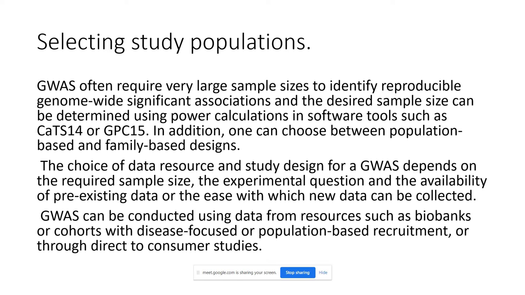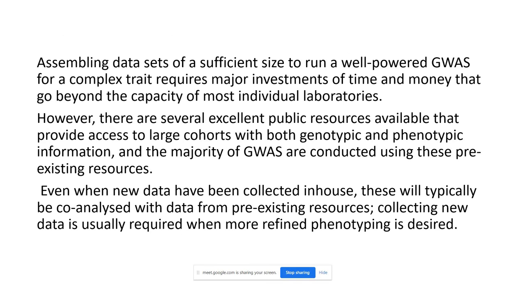So GWAS can be conducted using data from resources such as biobanks. This is the name of one example. Okay, you can search in this, or cohorts with disease focus. On these resources we will get information related to disease, population-based recruitment, or direct-to-consumer studies. Suppose people are taking medicine, then we can have data related to that, and different kinds of population or family-based data.